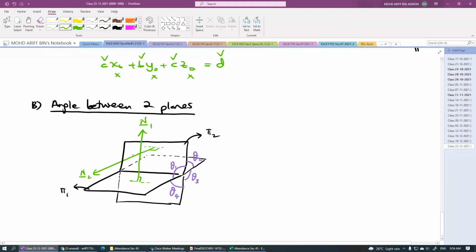So my question: between this N1 and N2, if I have this theta, does this theta represent our angle between two planes? Yes, sir. Okay, yes. But this theta, is it similar to theta 1 or theta 2? For example, I delete the other two here. Next, my question is whether this theta is similar to theta 1 or theta 2. Theta 1. Are you sure theta 1? Yes, sir.